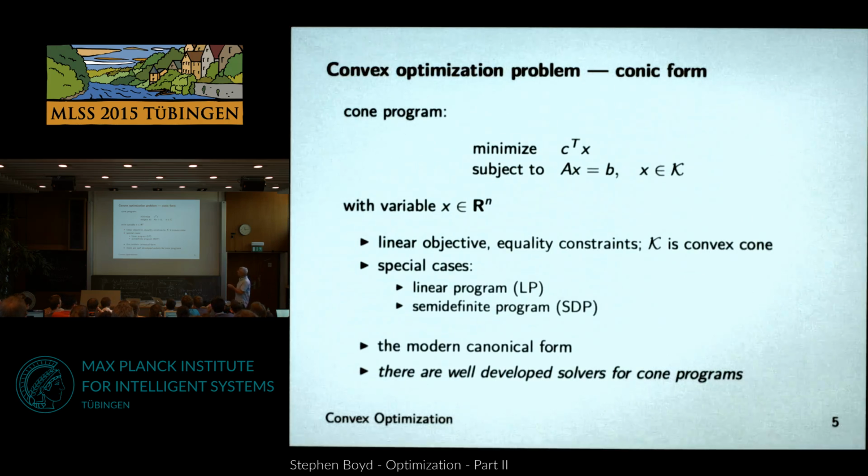So for example, if x, the vector, is an encoding of a symmetric matrix, then I could make this cone the cone of positive semi-definite matrices. And then this would be a so-called semi-definite program. And now we're up to modern times, right? So this would be something that people talk about a lot.